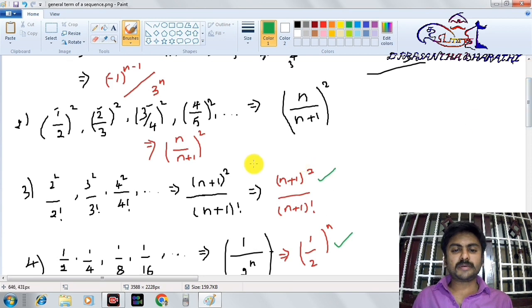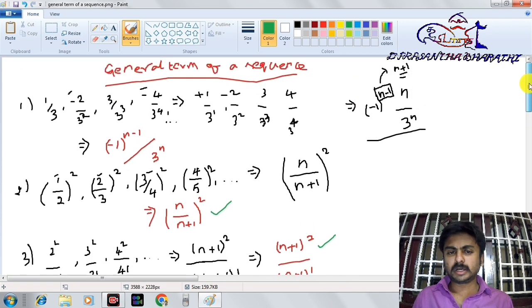And here we are having n divided by n plus 1 square. So 1, 2, 3, 4, it is n. It is 2, 3, 4, so it is n plus 1. So n divided by n plus 1 whole square. So this is also correct.